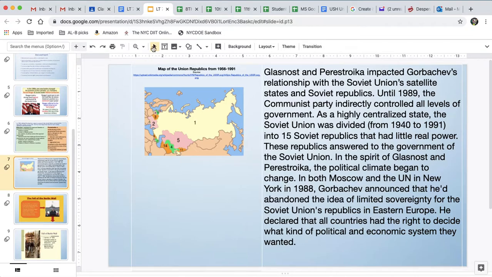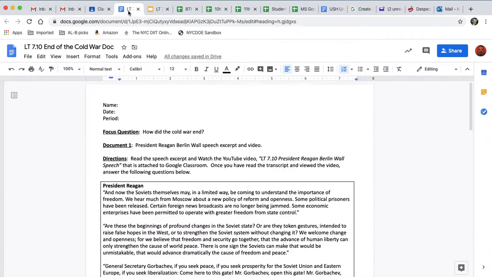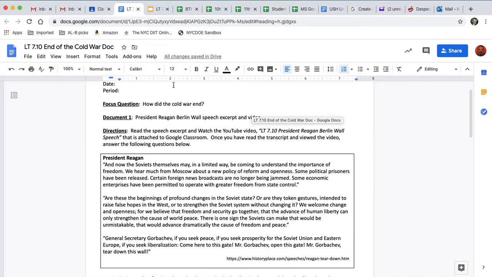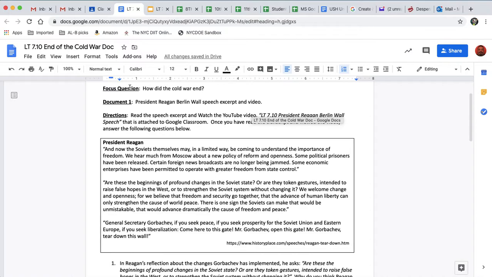So I want to go ahead and move into the documents. Okay. And the document, you're going to have two particular documents. You're going to have President Reagan's Berlin Wall speech, and you're having an excerpt of it, and there's a video. As I mentioned earlier in this particular video, you have the opportunity to listen and watch President Reagan deliver his speech. It's good that you read it and listen.